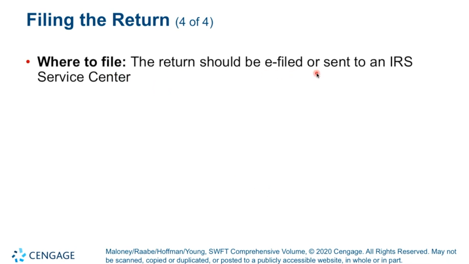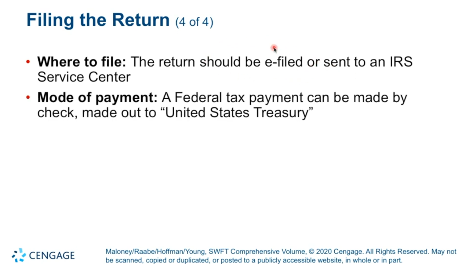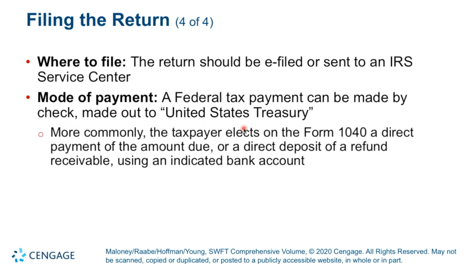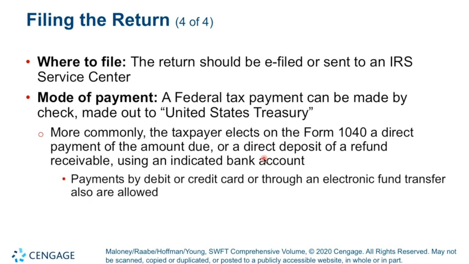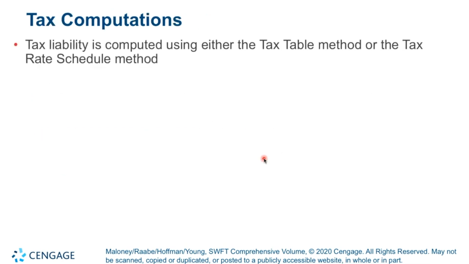So all of the instructions are on returns for where to file. There's an address where to mail your return if you're mailing it in, based on where your address is. But most returns these days are, of course, e-filed. You can pay online or make out a check to the United States Treasury. Usually there's a direct payment made through your bank account or debit or credit or electronic transfer.